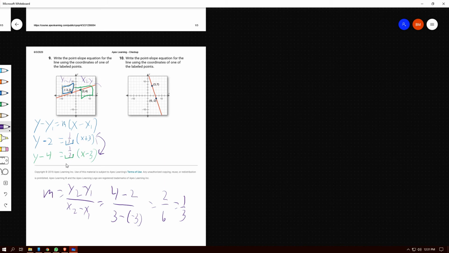All right, so I have y minus 2 equals 1/3 parentheses x plus 3. And then y minus 4 equals 1/3 parentheses x minus 3. Those two equations, these two equations right here, represent this line up here. Represent that red line. All right, they're the exact same. They represent the exact same equation, or exact same line. They're different equations, but they represent the same thing, and that's cool.